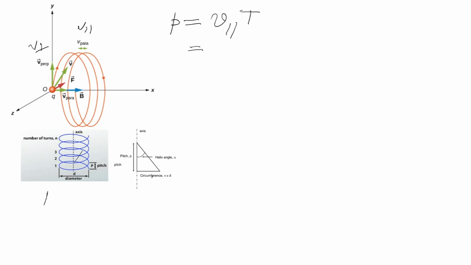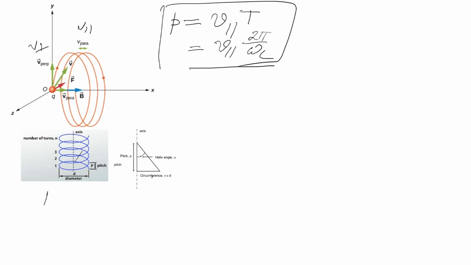So, I can write now, the time T is twice pi by omega c. So, if you know the cyclotron frequency, or if you know the parallel component of velocity, you can calculate the pitch.